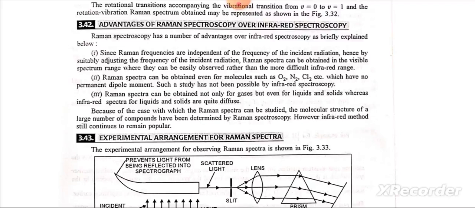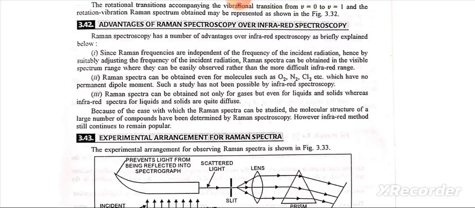Raman spectra can be obtained even for molecules such as O2, N2, Cl2, etc., which have no permanent dipole moment. Such a study has not been possible by infrared spectroscopy. Raman spectra can be obtained not only for gases but even for liquids and solids, whereas infrared spectra for liquids and solids are quite diffuse.